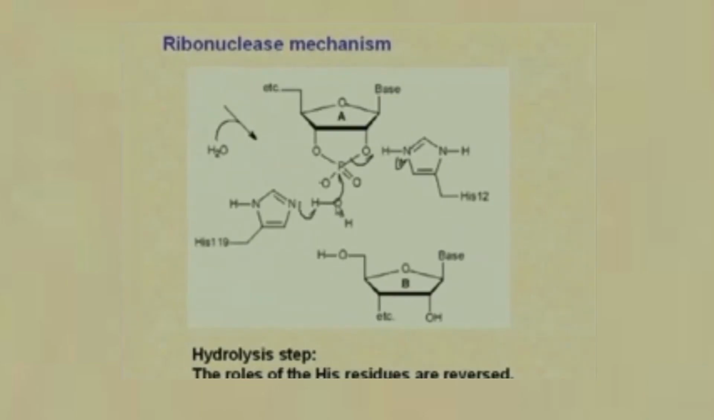This OH minus now attacks the phosphate. This PO bond is cleaved. This O then takes up the H from histidine 12. So histidine 12 acts as the acid, providing the H. So the roles are reversed in what is called the hydrolysis step. So we have a cyclization step followed by a hydrolysis step.